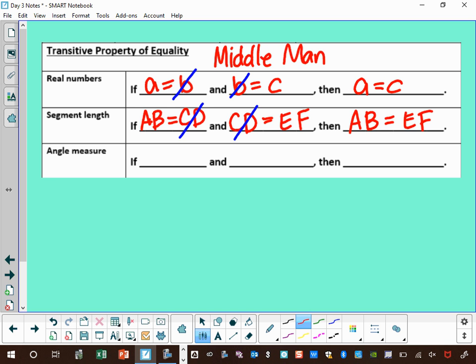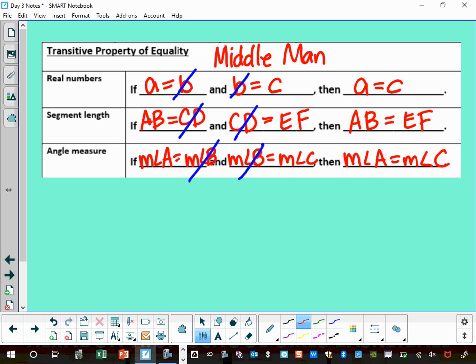We covered it. Your angle measure is if the measure of angle A is equal to the measure of angle B, and the measure of angle B is equal to the measure of angle C, what's my middleman here? Angle B. So that means that the measure of angle A is equal to the measure of angle C.